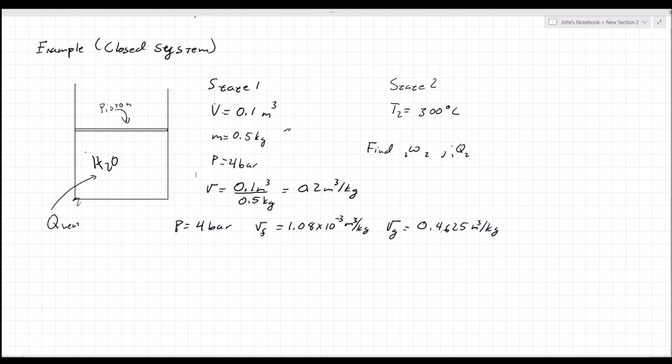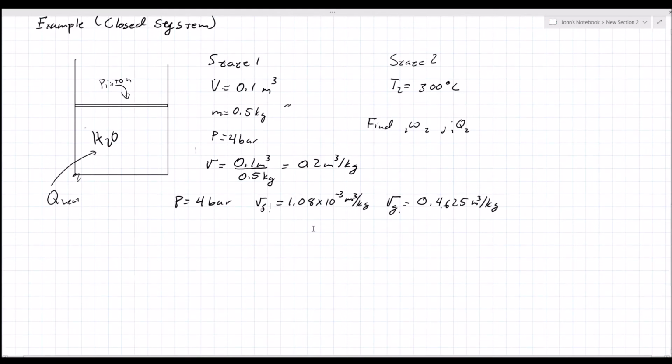Well, my specific volume is between the saturated vapor and saturated liquid. Therefore, I am transitioning from liquid to vapor. I am inside the dome. Well, now I know where I am. So, let's do the equations. The work from 1 to 2 is equal to the integral of pressure times the change in volume, P dV.